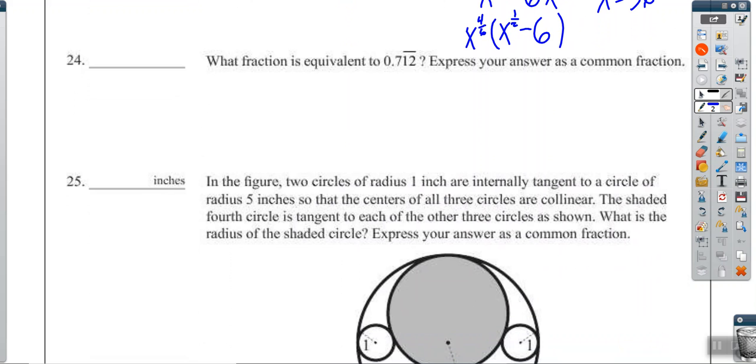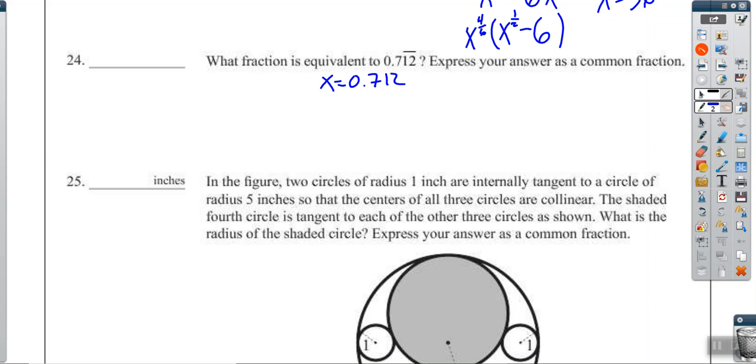What fraction is equivalent to 0.712, and the 1, 2 is repeating? Express your answer as a common fraction. Well, the first thing I need to realize is I'm kind of dead in the water until I decide to use a variable, because I'm going to have a hard time. So I'm going to say that x is equal to 0.712. All right, that's not too bad.